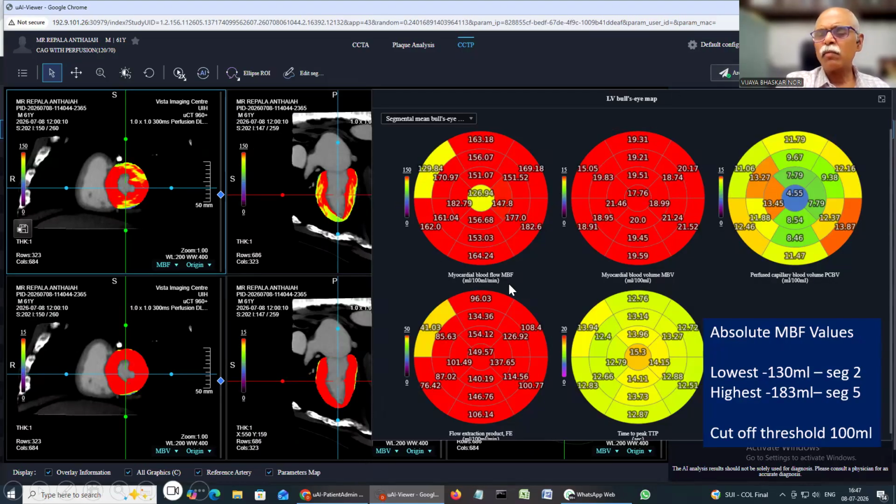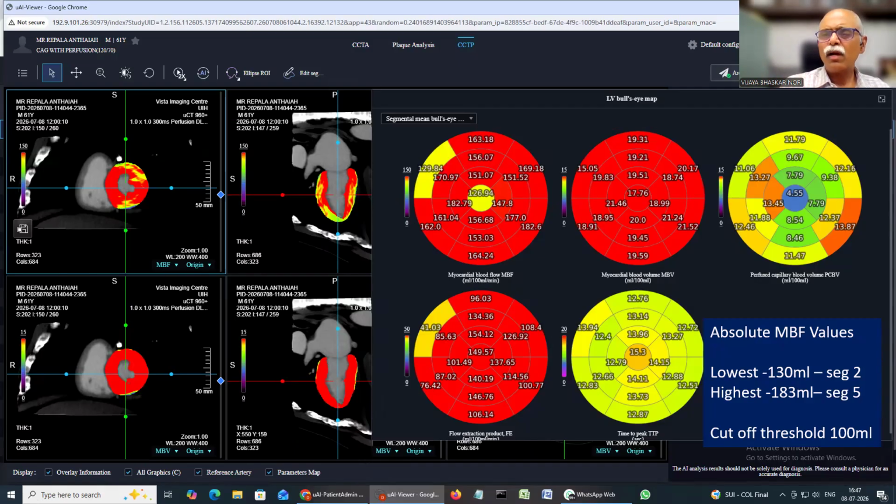All the myocardial segments show myocardial blood flow above the threshold of 100 ml per 100 ml of myocardium per minute. That means that in spite of showing severe calcific triple vessel disease, that is a false positive severity, the CTFFR values are normal.